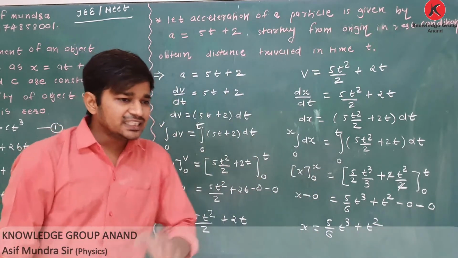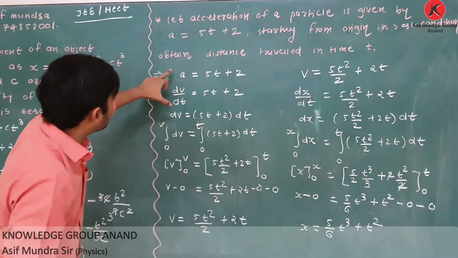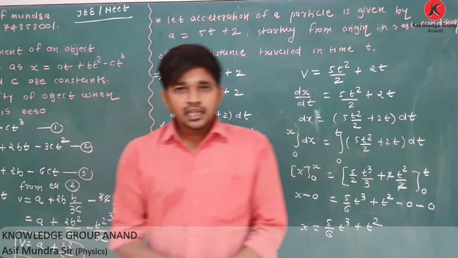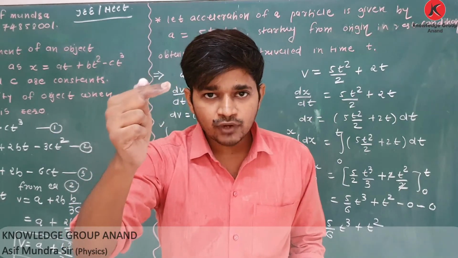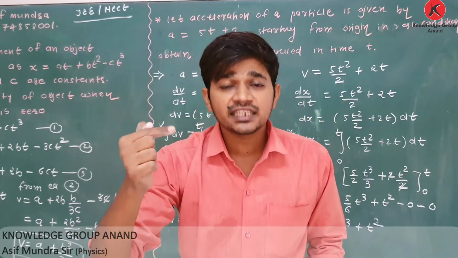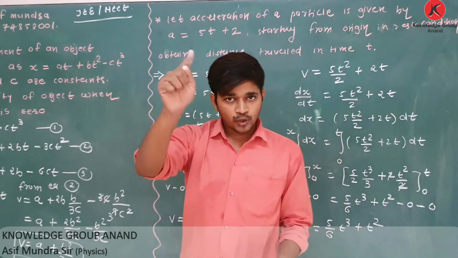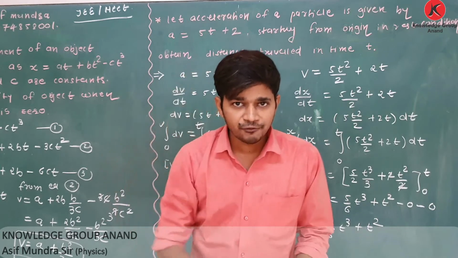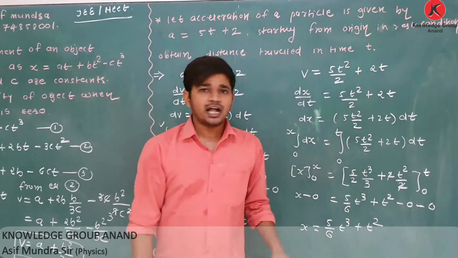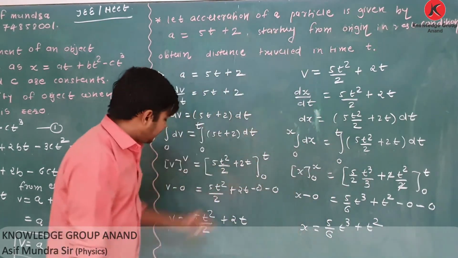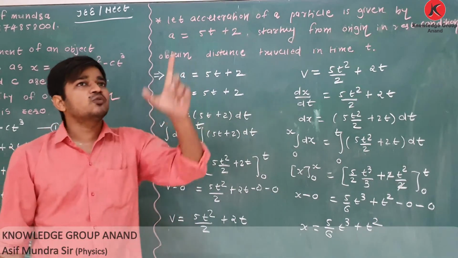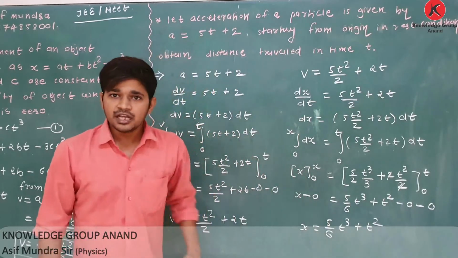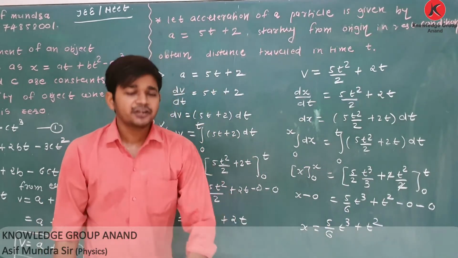So see, it is one question in which you are given a and you have to find x. Now understand, if you are given x, to find v, differentiate. To find acceleration, again differentiate. So x to v and v to a, you have to take differentiation. But if you want to find displacement and velocity from acceleration, you have to take its integration. Clear about this? Pause your video and write down from the board.